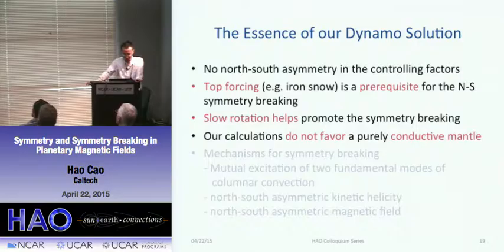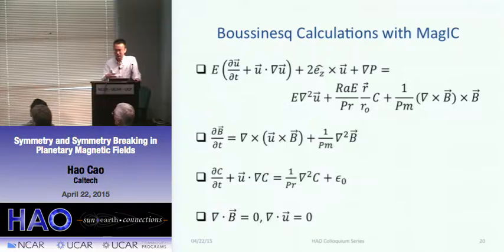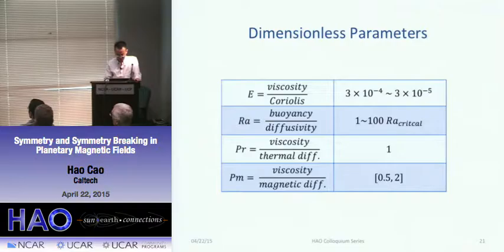And so I'm going to try to tell you our explanation for this north-south asymmetry. First of all, we don't have any north-south asymmetry in the controlling factors. All the setup in our calculation is symmetric across the two hemispheres. And we find that top forcing, the one I talked about earlier, is actually a prerequisite for this north-south symmetry breaking. Also, the slow rotation of Mercury actually helps promote the symmetry breaking we're seeing.